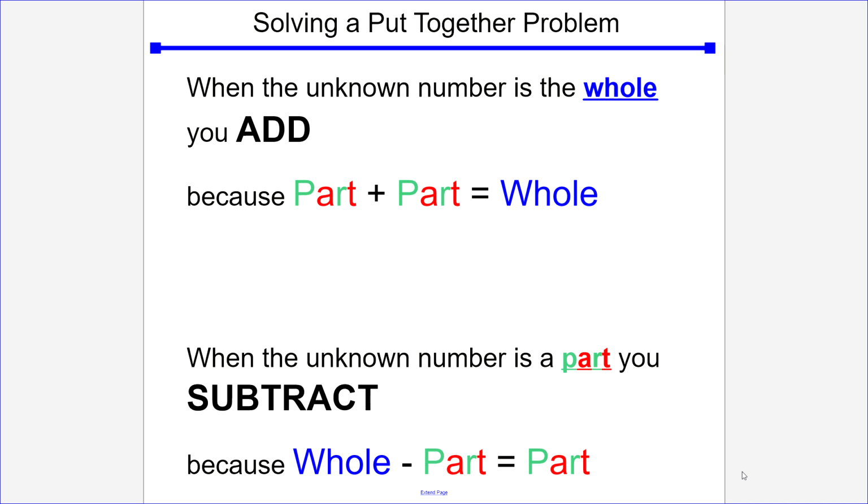Now I want us to think about parts and wholes. You know that when the unknown number in a story problem is the whole, you have to add because part plus part equals whole. You also know that when the unknown number in a story problem is a part, you subtract because whole minus part equals part. One more time. If the unknown number is the whole, you add because part plus part equals whole. When the unknown number is a part, you subtract because whole minus part equals part.